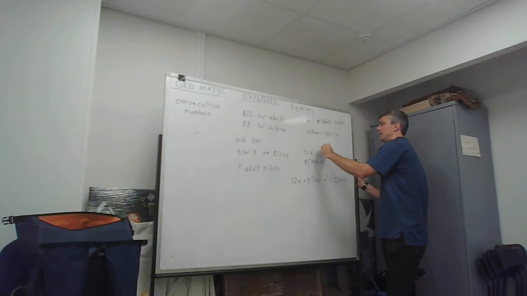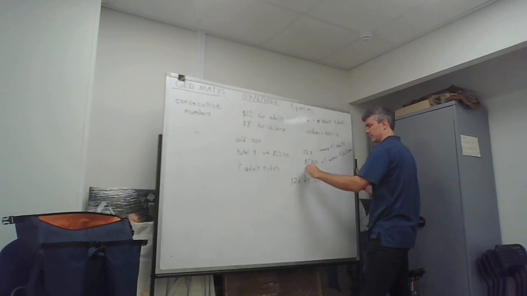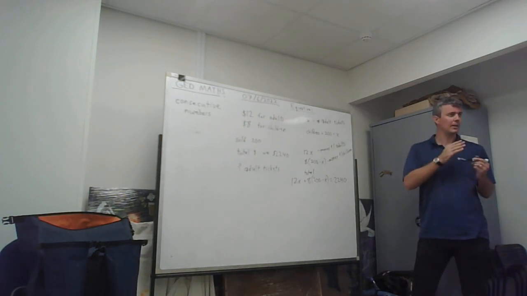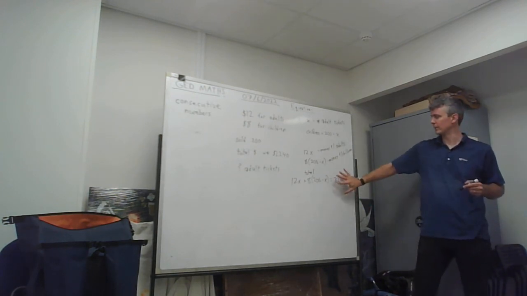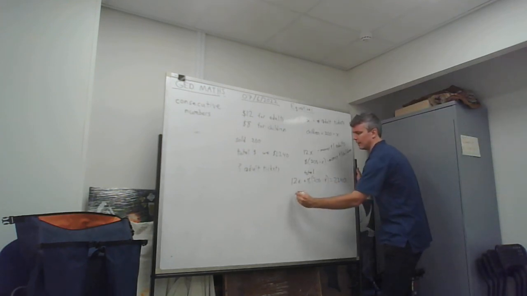So this is money from adults. This is money from children. And then this is total, these two together. So kind of go a step at a time. And now we can solve for X. Alright, so let's solve this out.